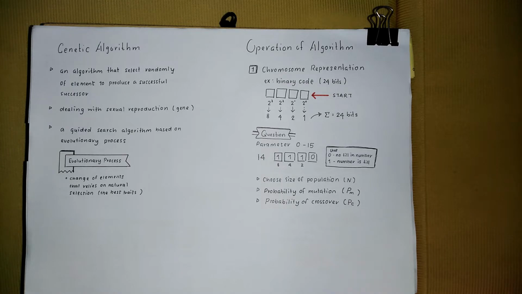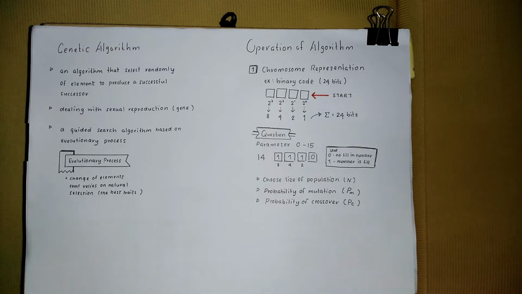About the guided random search technique under the evolutionary algorithms, which is the genetic algorithm. That is our main focus for today. So what is a genetic algorithm? It is an algorithm that selects randomly of an element to produce a successful successor. But in this algorithm, we are dealing with sexual reproduction, which is the gene itself. As I mentioned earlier, this algorithm is a guided search algorithm based on evolutionary process.